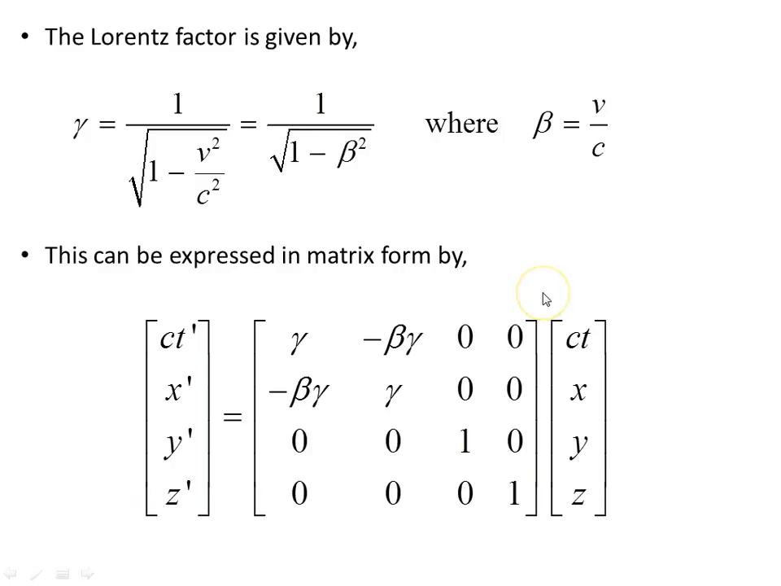Now we can express the relationship between the two sets of coordinates in matrix form, and this matrix here is the Lorentz transformation. This transforms from the S frame coordinates into the S prime frame coordinates. So minus beta times gamma. So this is a transformation going from the unprimed S to the primed S.